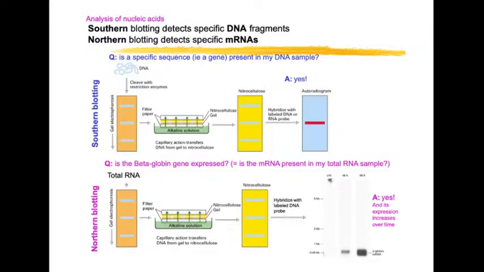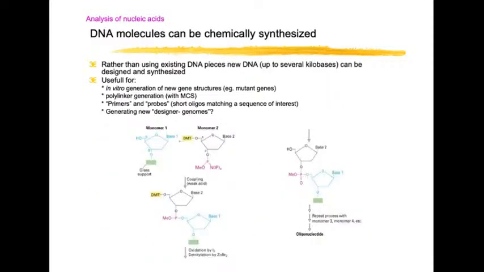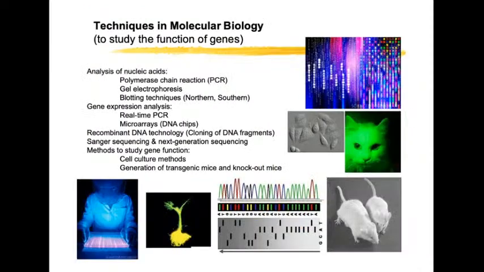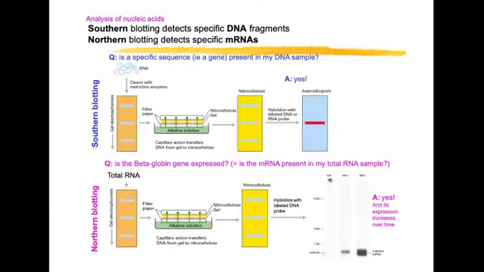So now in the analysis of nucleic acids, we are done with gel electrophoresis, we are done with creating chemically synthesized DNA molecules, and then polymerase chain reactions we are done. So we are done with the 2 techniques. Now third comes the blotting techniques for the analysis of nucleic acids. Is a specific sequence present in my DNA sample? Answer is yes. Everyone has a specific DNA sequence, and everyone has its own role.